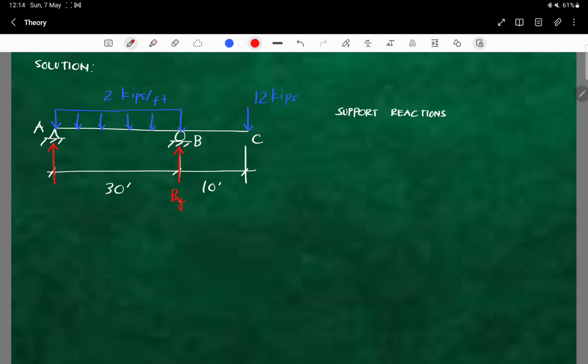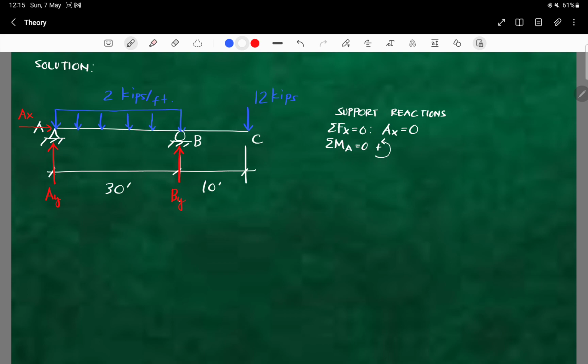Here we have the reactions, vertical and also horizontal, EX. By summation of forces along X equal to 0, we know that EX is equal to 0, because we have no load along X. And then by summation of moment at point A equal to 0, assuming that this rotation direction is positive.